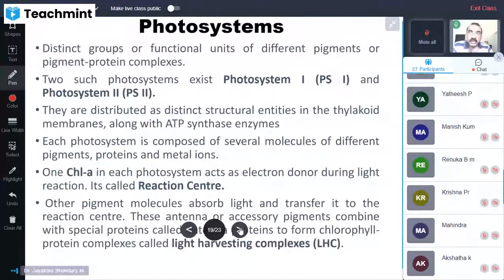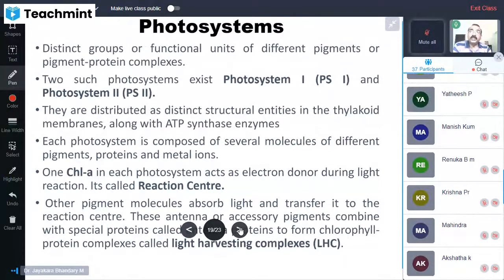Now, for a light reaction to take place, different pigments are necessary. Now, there are chlorophyll pigments, xanthophylls, and of course, in algae, there are billions. All these are necessary for photosynthesis, especially for the light dependent phase, that is light system. Now, these different pigments are arranged as separate functional units or distinct groups in the thylakoid membrane.